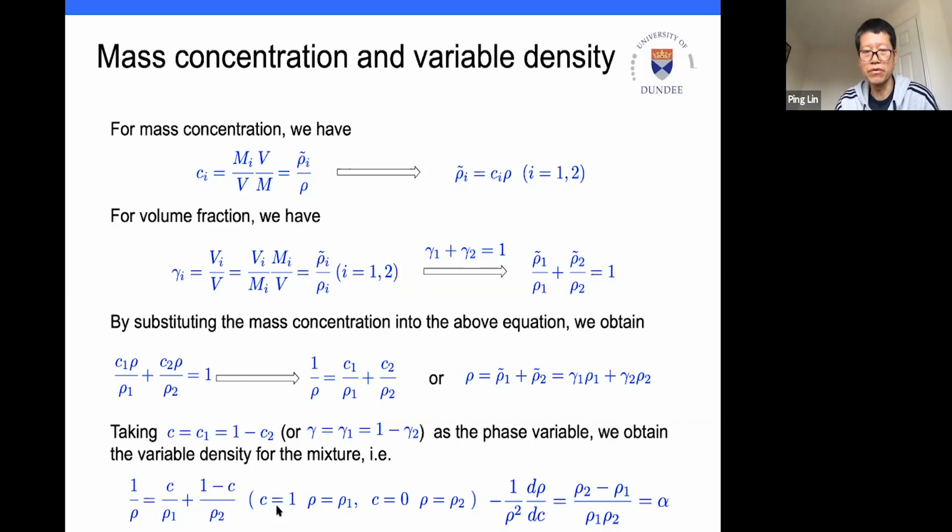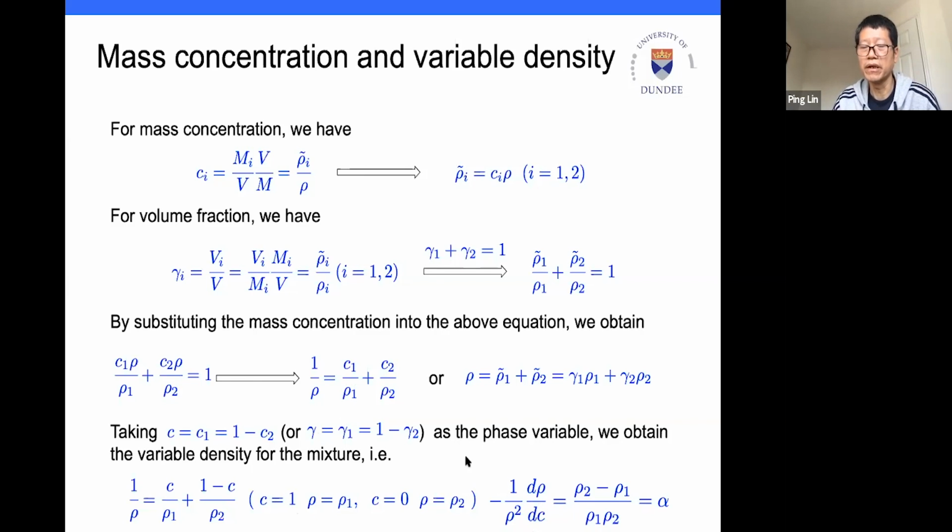And you can easily see C will be equal to 1 if rho equals rho 1, and C equal to 0 if rho equals rho 2. So C equal to 1 and 0 will stand for different fluids. Through the definition of C, C equal to 1 would be fluid 1 and C equal to 0 would be fluid 2. C would be something like the phase variable we mentioned earlier.